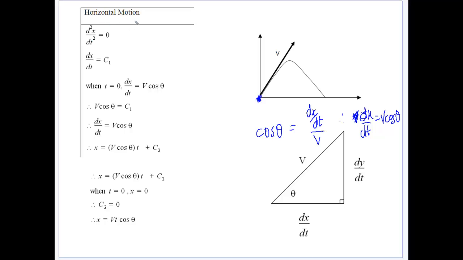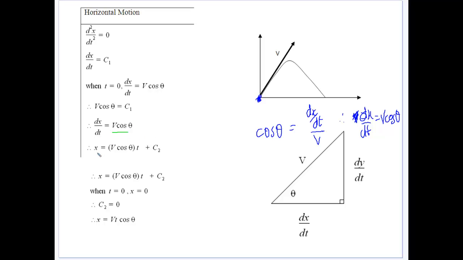So how does that help us get our horizontal motion? Well, we start with our acceleration being equal to 0. If we go to get our velocity from that, we're going to get just a constant. Now we know initially dx/dt is going to be equal to v cos theta, because cos theta here is equal to dx/dt, the horizontal velocity, over the total velocity of the particle. So we can write dx/dt is equal to v cos theta. So that's where our constant starts to be, v cos theta.